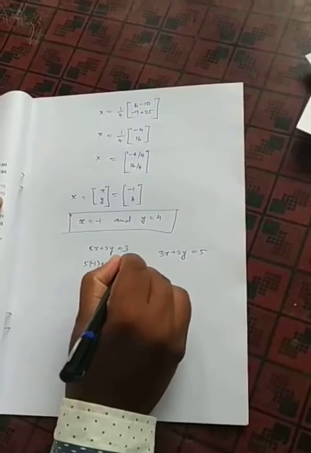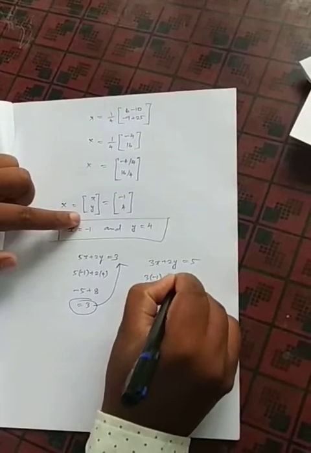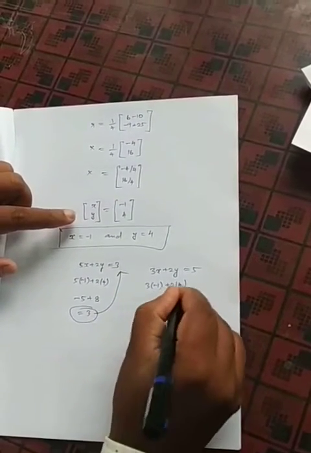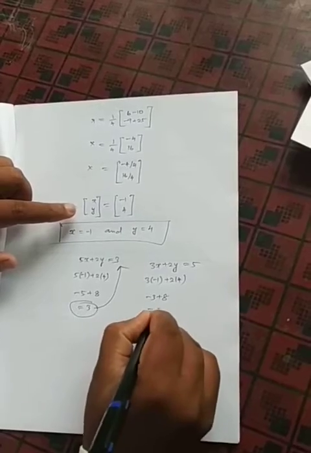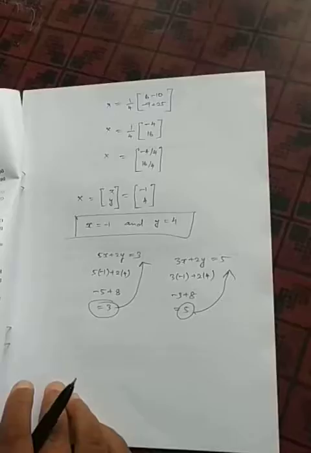We are getting the answer. It's correct. 3 into minus 1 plus 2 into 4. 3 into minus 1 is minus 3. 2 4s are 8. Add it. What are you getting? 5. We are getting the answer. So what we have done is correct. So it is a solution of this one.